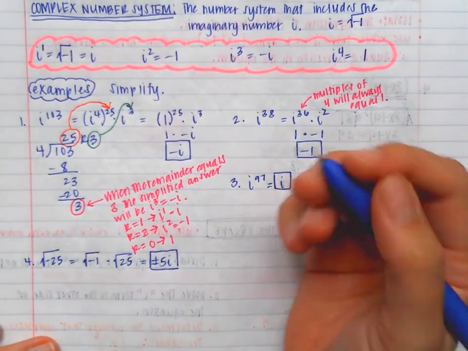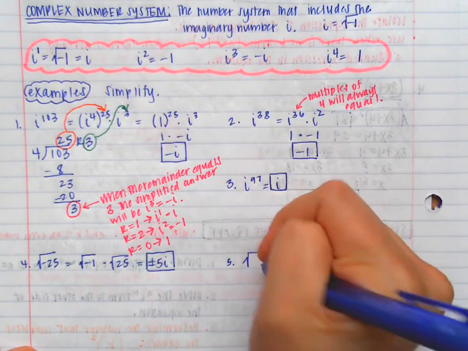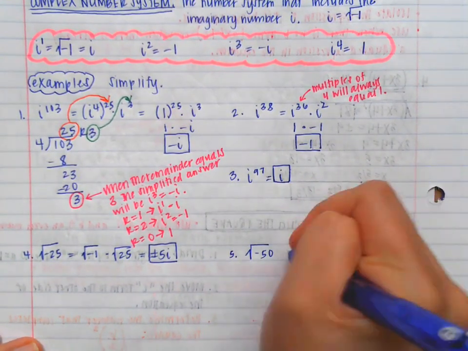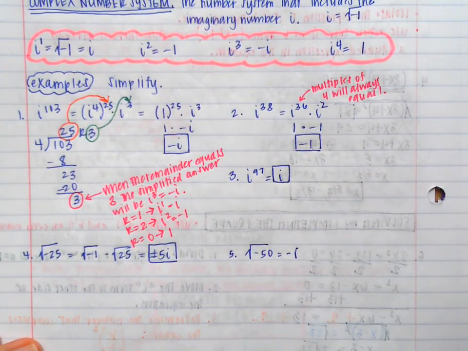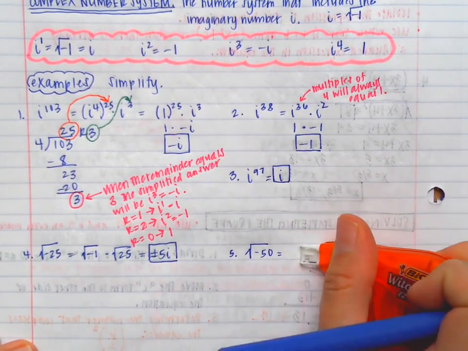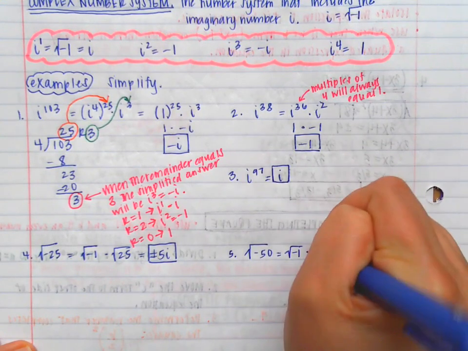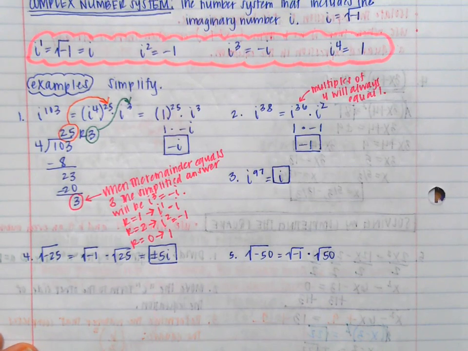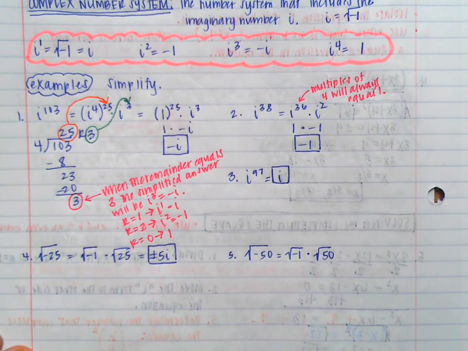Okay, let's try another one. So what about number 5? What if I gave you the square root of negative 50? Not a perfect square root, but what we can do is think about it as the square root of negative 1 times the square root of 50. Now, anytime you have a negative inside the square root, you can always pull out an i. So that can always come out. And then we could just think about 50.